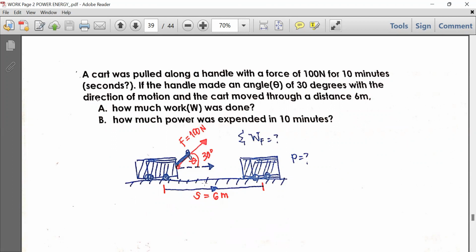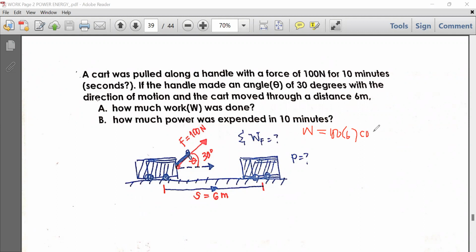The force is applied at an angle of 30 degrees, so this is case 4. Work is equal to Fs cosine of theta. F is 100, s is 6 meters, and then cosine of theta.